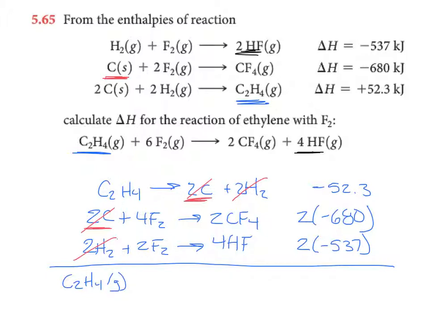How many F2 molecules am I going to have? 6, because I've got 4 plus another 2. Okay, I'm going to make the 2 CF4s, and I'm going to make 4 HFs. So can we see how we just add those down after we cancel out the ones? Then all you need to do is add those values for delta H. So negative 52.3 plus 2 times negative 680 plus 2 times negative 537. You should get an overall delta H for the reaction around negative 2490 kilojoules. Questions about how any of that happened?